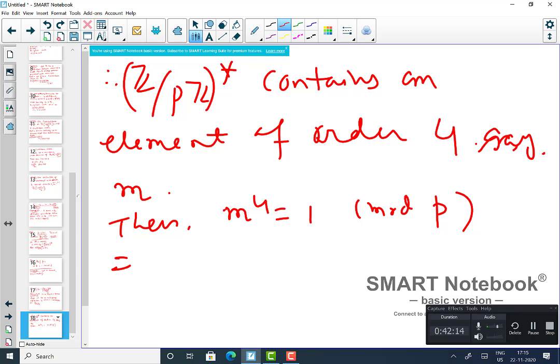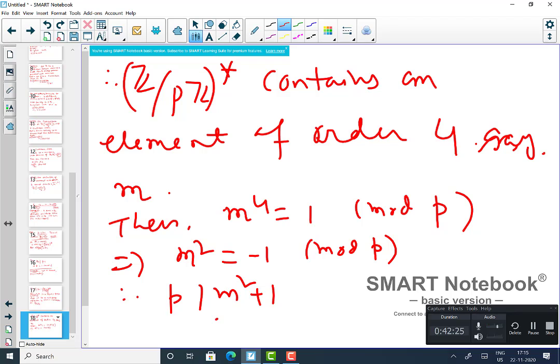So what does that mean? That means m square is minus 1 mod p, and this implies p divides m square plus 1, right? Which is what we want to prove, so this completes the proof. So p divides an integer of the form m square plus 1 or n square plus 1, whatever.